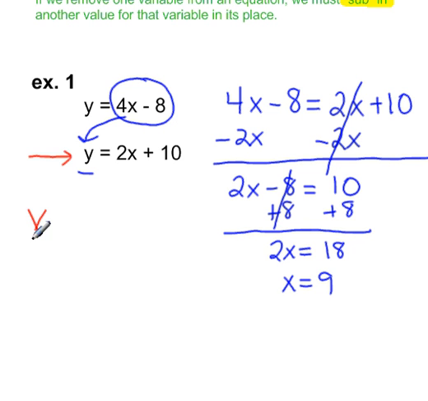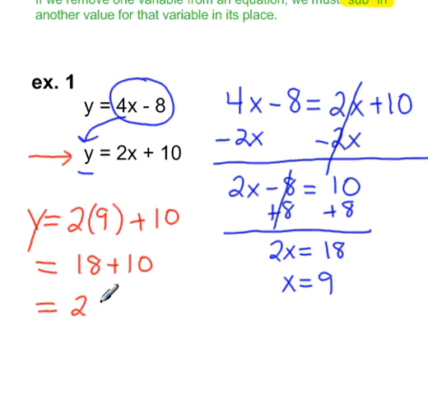This time I do want to keep y there, and I'm going to be subbing in for x and replacing x with the answer I just found, 9. 2 times 9 is 18. 18 plus 10 is 28. So I have an x value, I have a y value, and now what we're going to do is put this in coordinate form. We will have 9, 28.